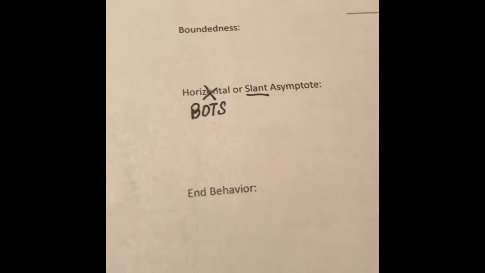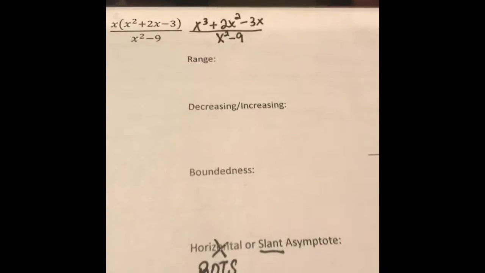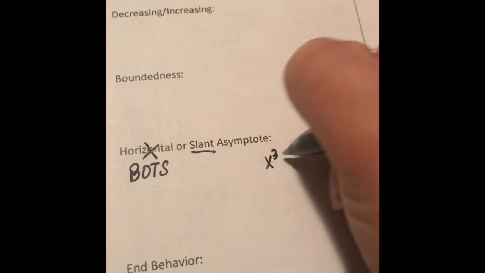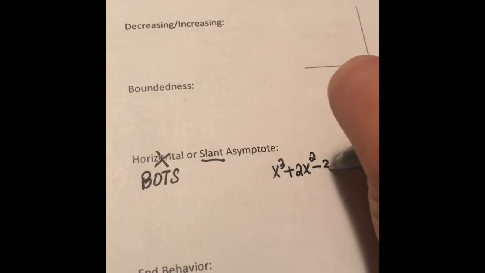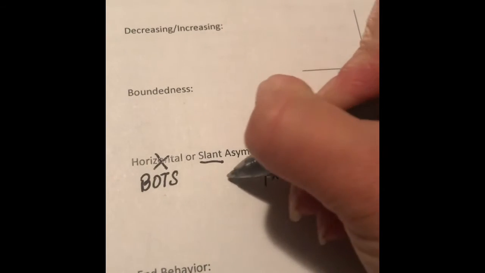So now that we know it's bigger on top and it's a slant asymptote, I'm going to go ahead and do some long division. So I'm going to take x cubed plus 2x squared minus 3x, and I'm going to divide by x squared minus 9.